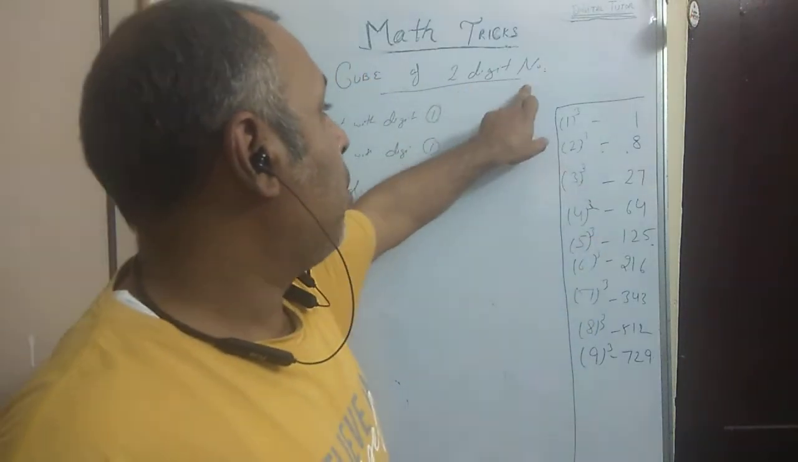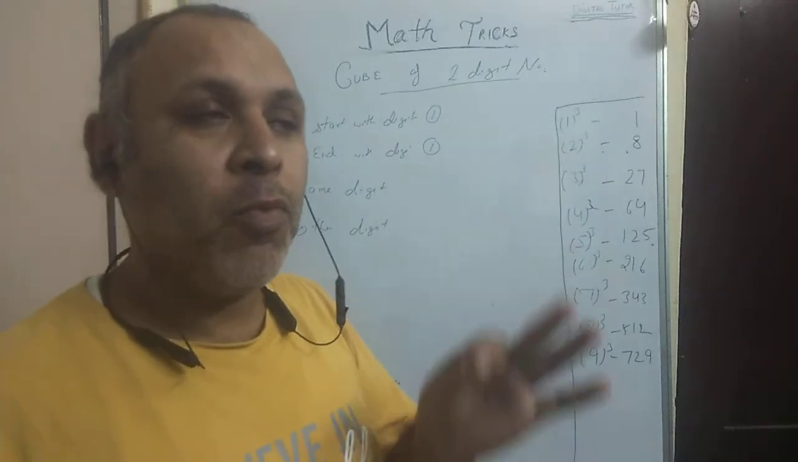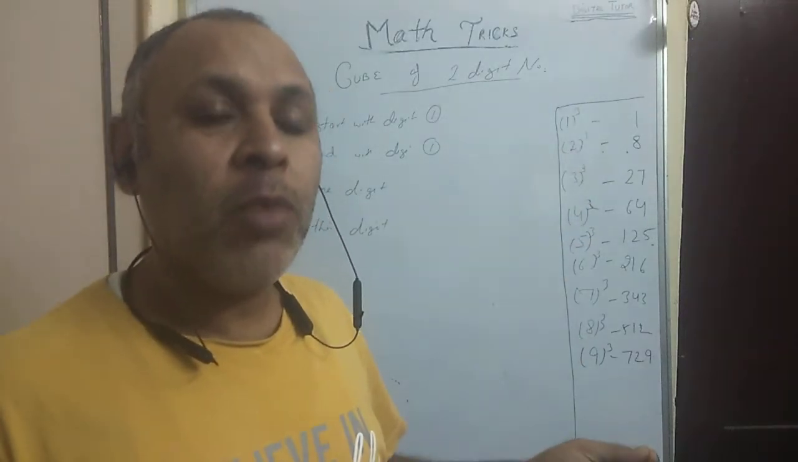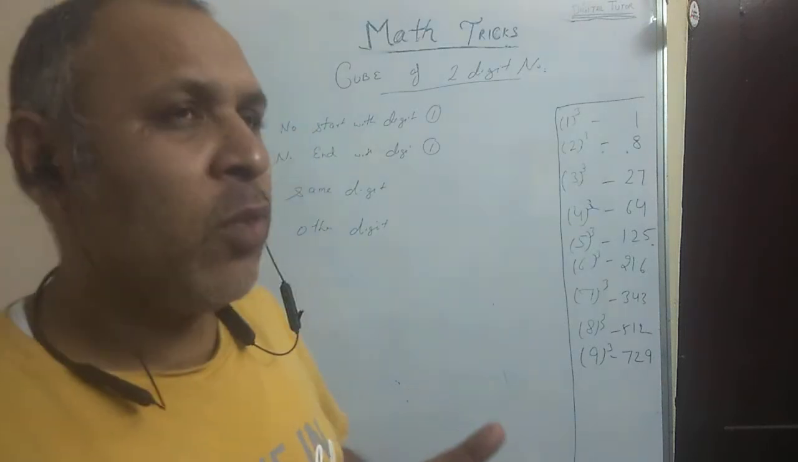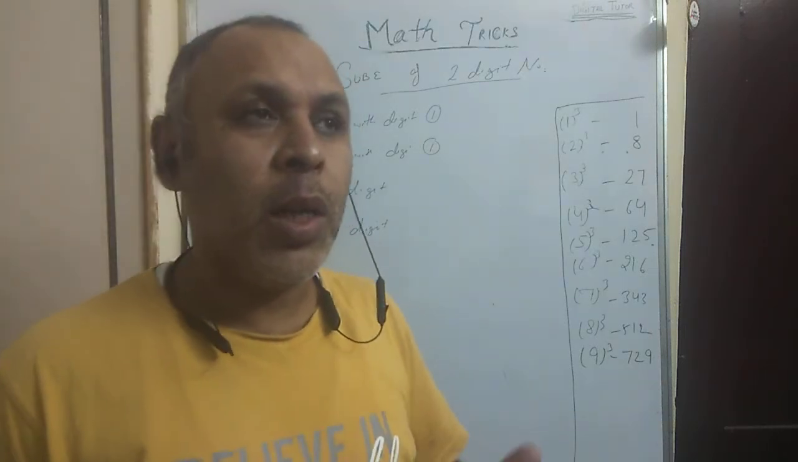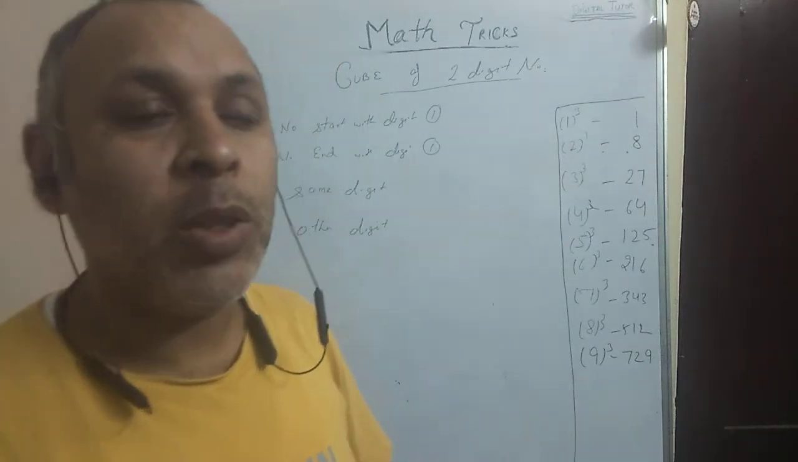Cube of a two-digit number, any two-digit number from 11 to 99. So friends, for that we need to learn the cubes of digits 1 to 9, which is most important.